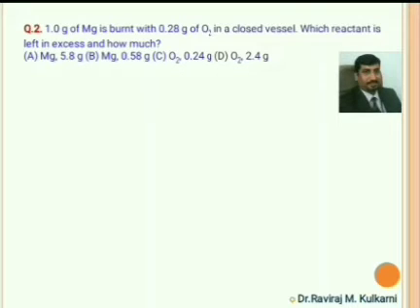Here you can just read the question carefully. You are burning 1 gram of magnesium with 0.28 gram of oxygen. So you won't get 5.8 gram from 1 gram of magnesium. So you can easily eliminate option A. Right. Look at option D. So oxygen 2.4 gram excess. You won't get excess of 2.4 by taking 0.28 gram. Initial weight itself is less, so you won't get this. You can eliminate these two options. So only options left are B and C.